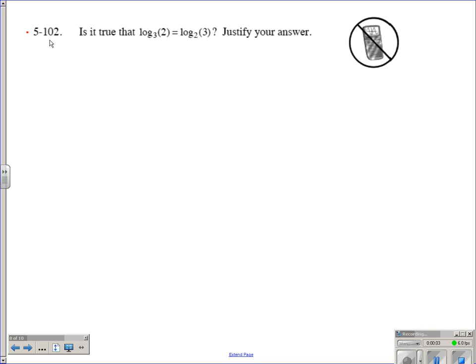Problem 5-102. Is it true that log base 3 of 2 equals log base 2 of 3? Justify your answer. So I'm going to start out here. Let's think about this. If we take log base 3 of 2, they want to know if it is equal to log base 2 of 3. Let's take each one of these out here and look at it individually.